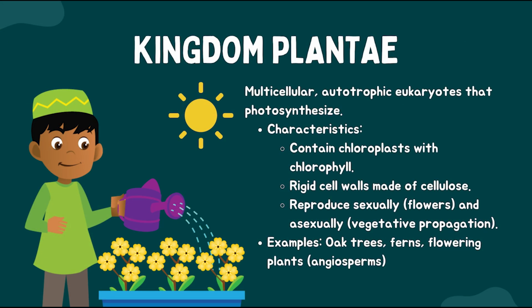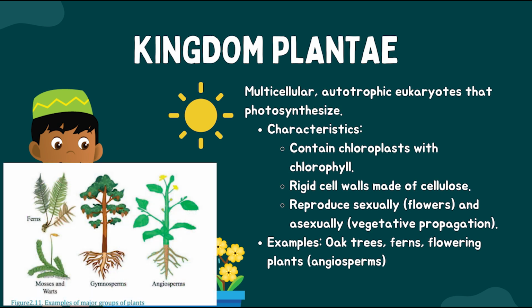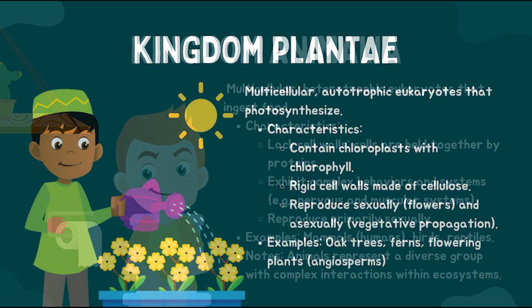Plants are amazing organisms. They are autotrophs that make their own food using sunlight. Here are the major characteristics. They are multicellular with cellulose cell walls, have chloroplasts for photosynthesis, and can reproduce sexually and asexually. Examples include trees like oak, ferns, and flowering plants like roses. They are the foundation of life on Earth, producing oxygen and food.